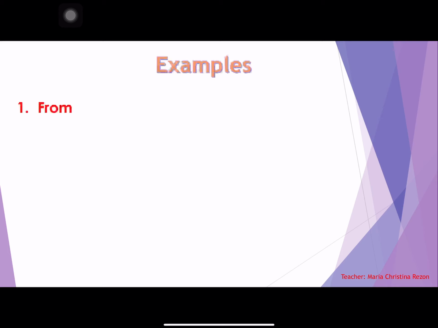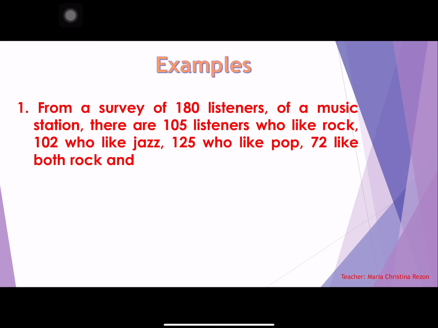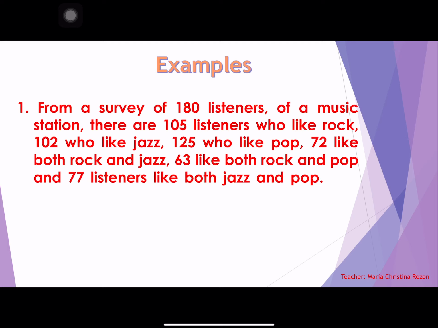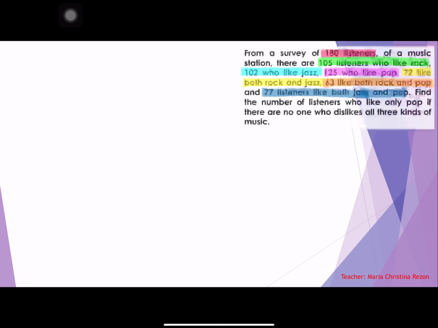From a survey of 180 listeners of a music station, there are 105 listeners who like rock, 102 who like jazz, 125 who like pop, 72 like both rock and jazz, 63 like both rock and pop, and 77 listeners like both jazz and pop. Find the number of listeners who like only pop if there is no one who dislikes all 3 kinds of music. I highlighted that.